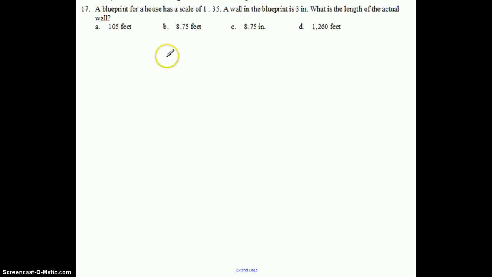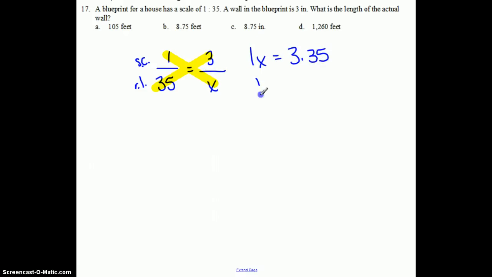Okay, last problem. The blueprint for a house has a scale factor of 1/35, and a wall in the blueprint is 3 inches. So first of all, this is the scale factor, and this is real life. If it's 3 inches on the blueprint, that's still in the scale. I want to figure out the length. So I'm going to do my cross multiplying. 1x equals 3 times 35, which means 1x equals 105.